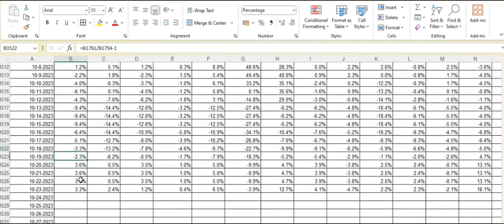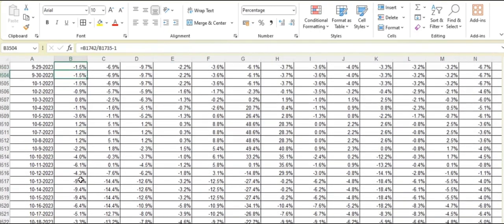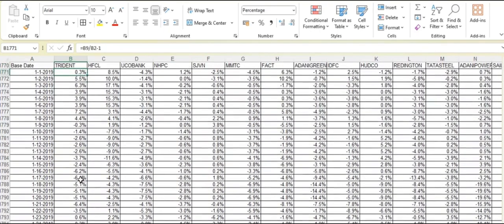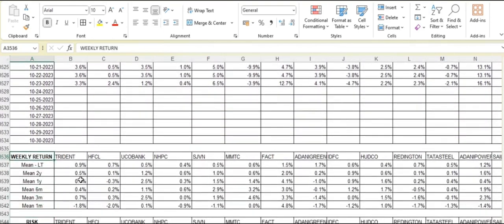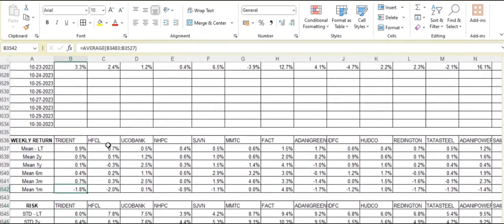Now you will see that the returns have fluctuated over time, and it would be prudent for me to calculate the average return over the lifetime of 5 years. So if I go further down, you will see I have now calculated the average return for each of these stocks over their lifetime, and then started zooming in towards the recent data and calculated returns over 2 years, 1 year, 6 months, 3 months, and subsequently 1 month.